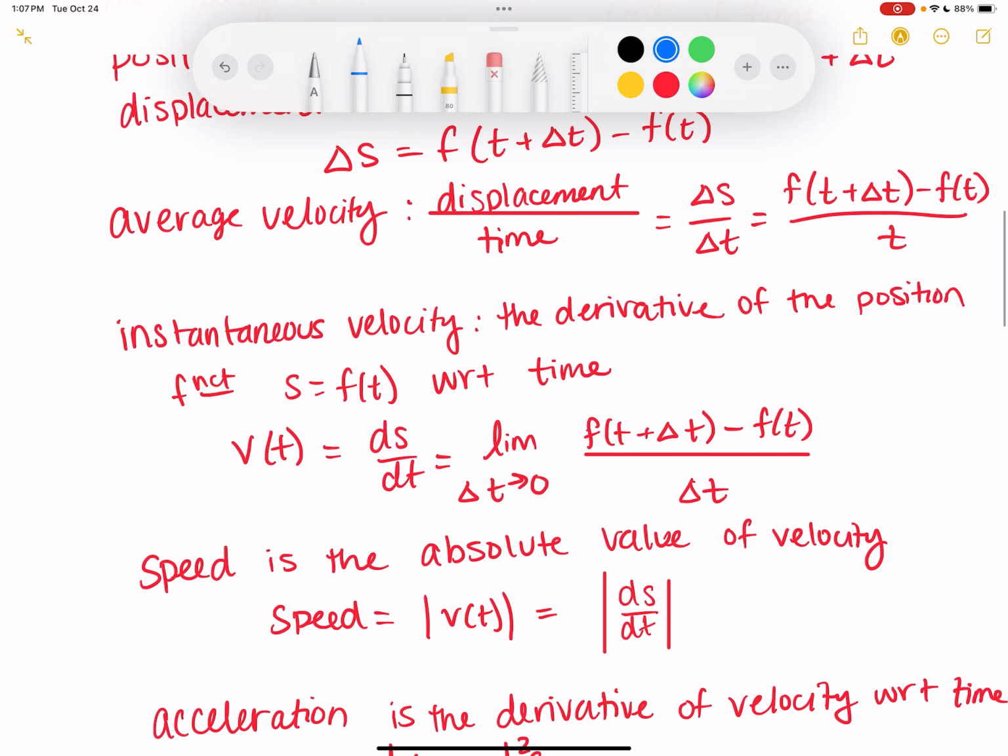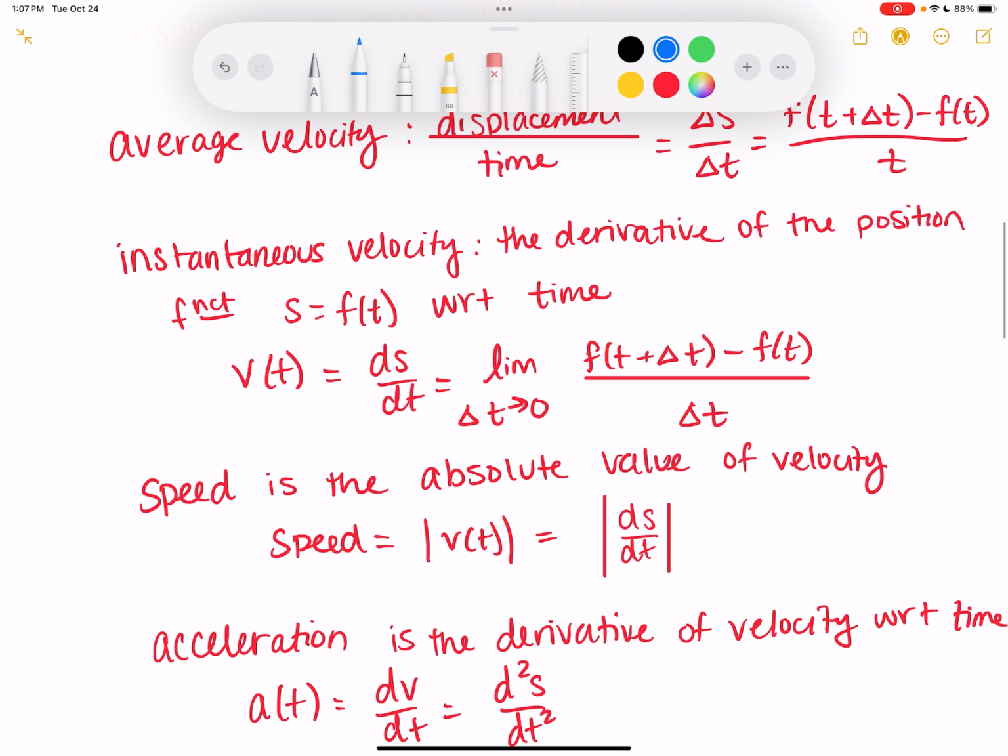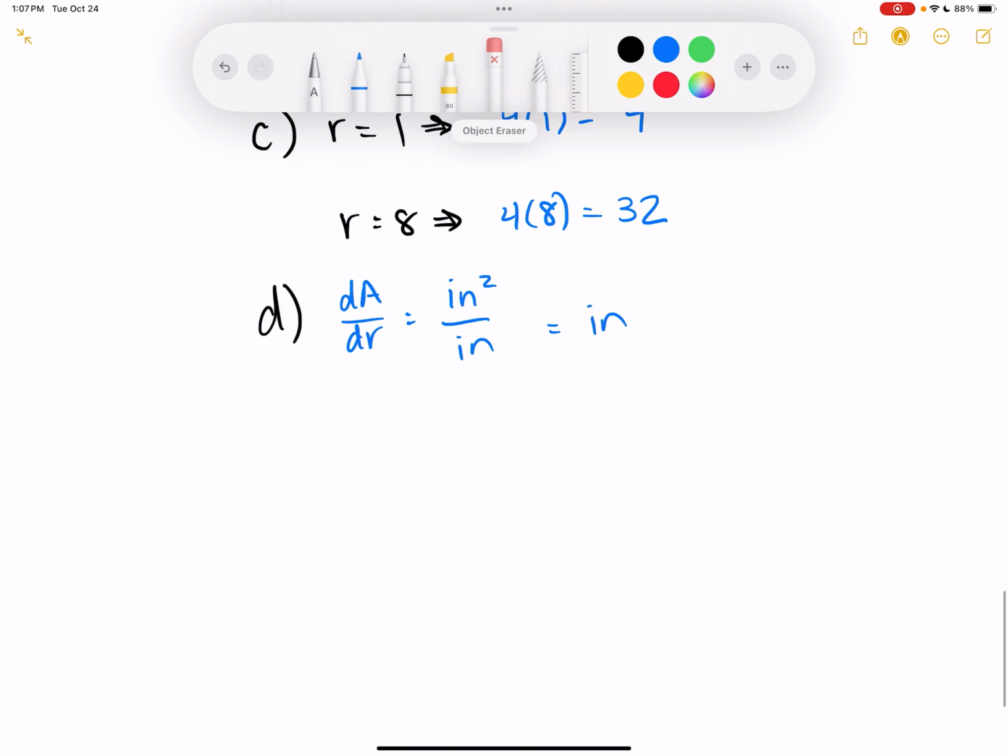All right, the next thing that we're going to be doing is basically using this formula here. So it's a word problem.